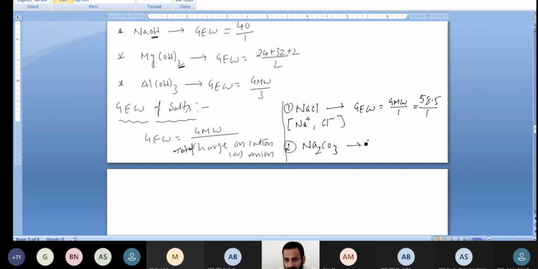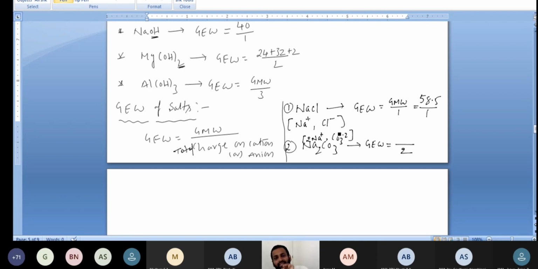Na2CO3, gram equivalent weight. First, I will write the valence factor, which is 2. Why is the valency factor 2? Because here you can write 2Na+ and CO3 2-. This is the charge separation.